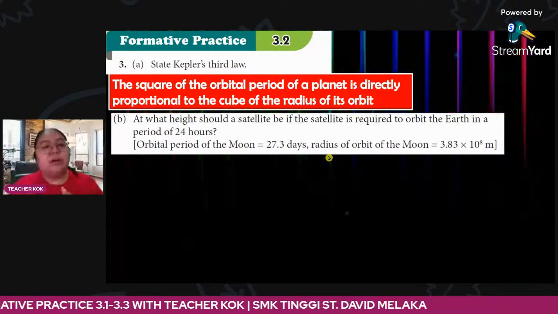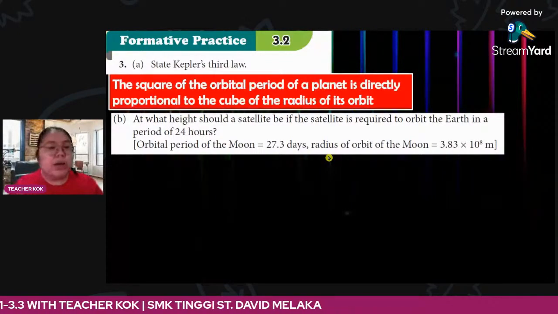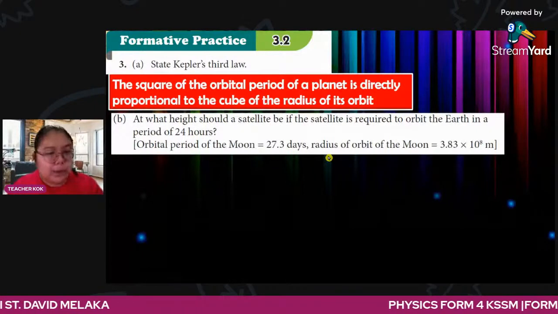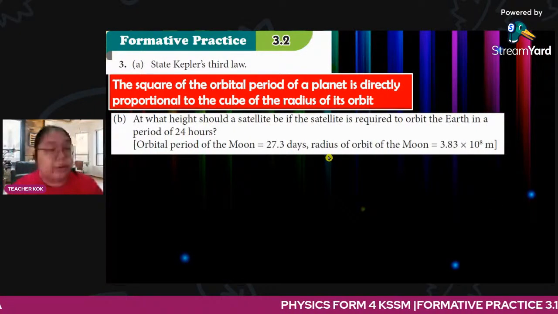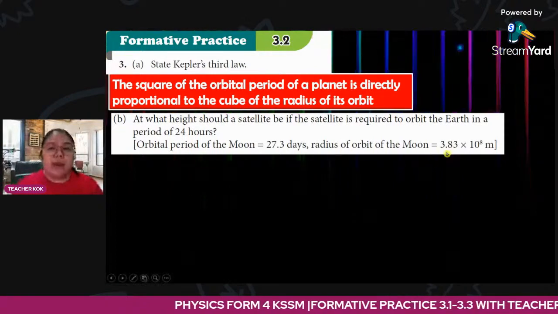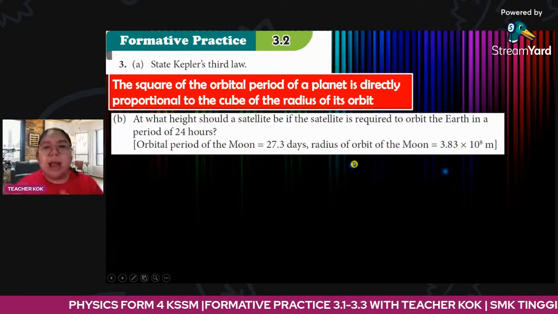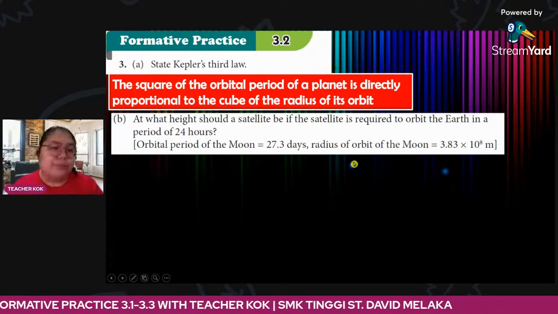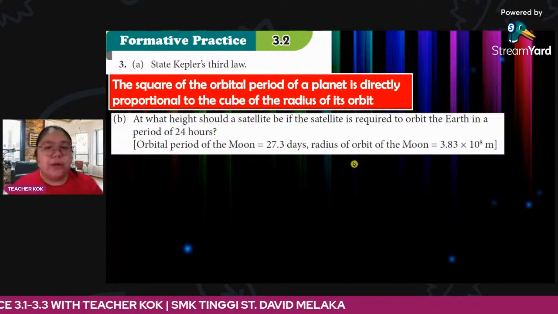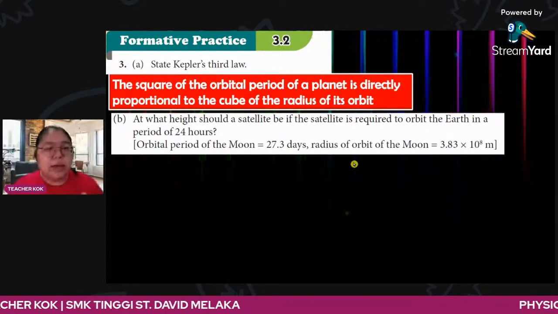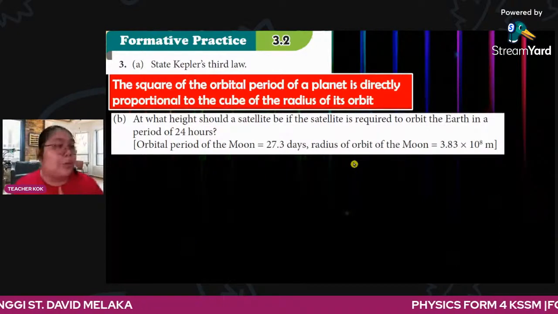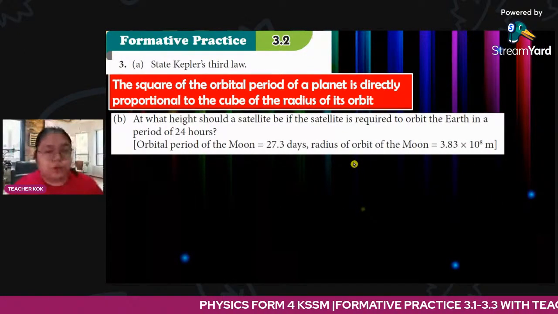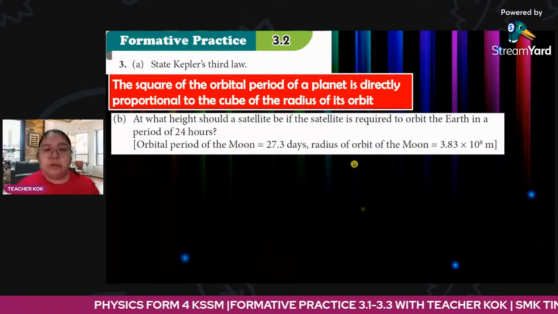So that means two objects are moving. Okay, we can compare two planets. From here they give you the time taken, that means the orbiting periods. They also give you the radius of the moon, but they never provided the radius of the satellite. So for the satellite, you need to add one more step: radius of the Earth plus the H. Now the question wants to find H. So from here, we need to show the info.